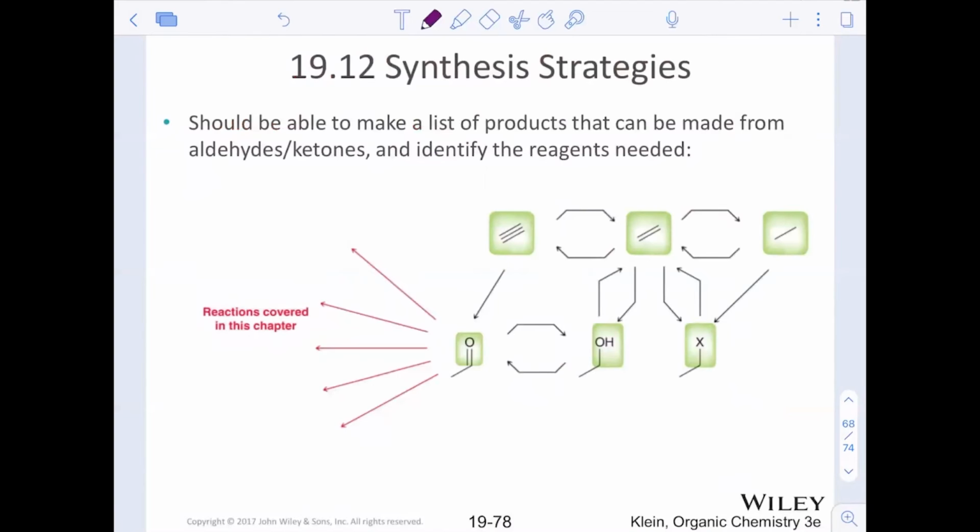We should be able to make a list of these products that can be made from aldehydes and ketones. I really highly recommend pausing to see if you can come up with all of these lovely interconnections. We will practice them in class, obviously, but looking at carbon nucleophiles, hydrogen nucleophiles, nitrogen nucleophiles, sulfur nucleophiles, and oxygen nucleophiles, we have a variety of new reactions with our aldehydes and ketones that we can interconvert things from. Okay, so take that moment to go back and rewatch if you need to.